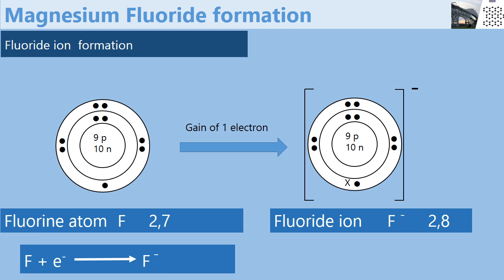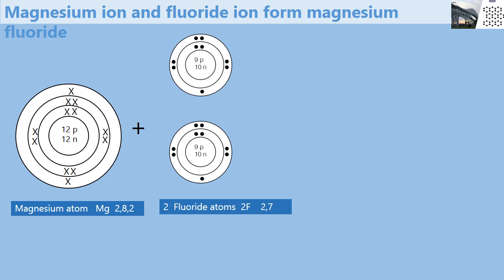Next, we have the fluoride ion formation. Fluorine gains 1 electron. And so, just like sodium and chlorine, magnesium and fluorine would also have a complete electron transfer. Now let us see how this happens. Magnesium loses the 2 electrons in its outermost energy level, while fluorine can only gain 1. Therefore, we'll require 2 fluorine atoms so that each of these electrons could be transferred to 1 fluorine atom.